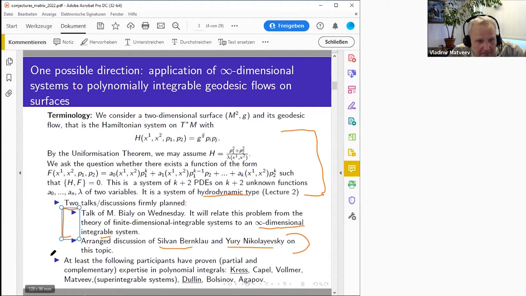And also we have a group of participants with proven experience in infinite dimensional integrable systems and polynomial integral geodesic flows. I underlined those who are in Creswick. The first part contains people having papers on superintegrable systems. The second part are people in infinite dimensional systems, and possibly I also have some experience there. This one is those who have experience in normal integrable systems without superintegrability.